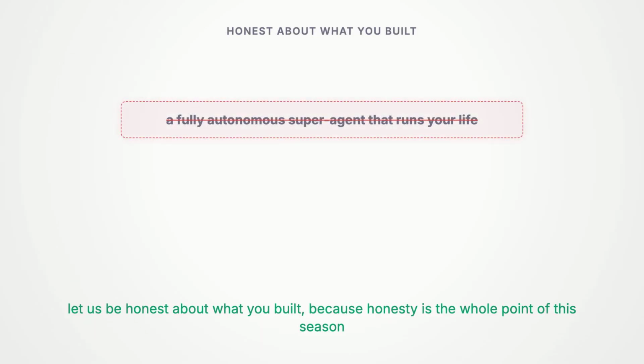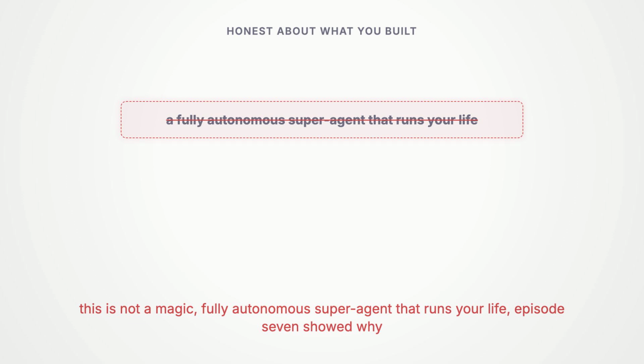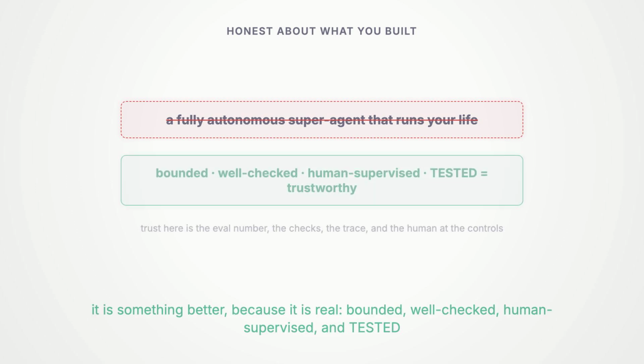So let us be honest about what you just built, because honesty is the whole point of this season. This is not a magic, fully autonomous super agent that runs your entire life while you sleep, and Episode 7 showed you the exact math for why that does not exist yet. What you built is something better because it is real. A bounded, well-checked, human-supervised assistant that you can genuinely trust for the jobs you have actually tested it on.